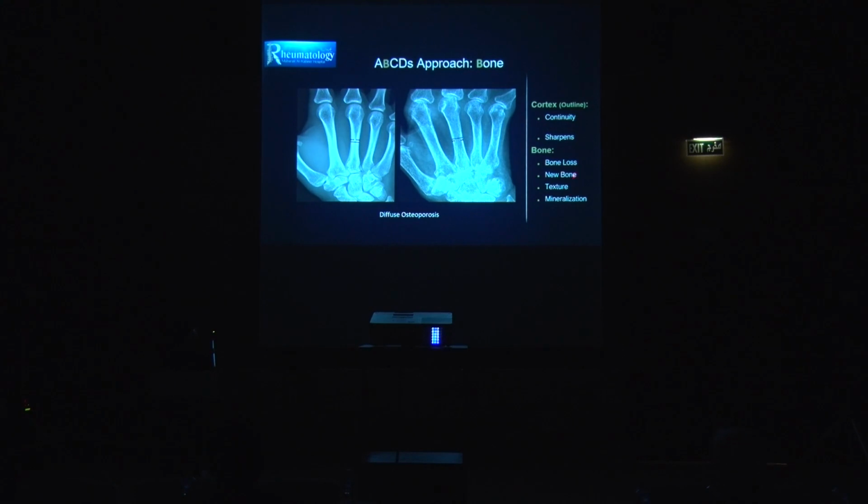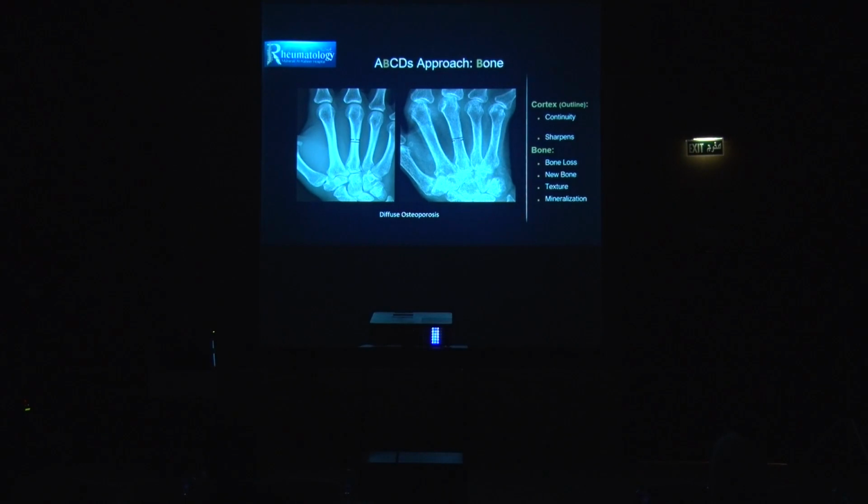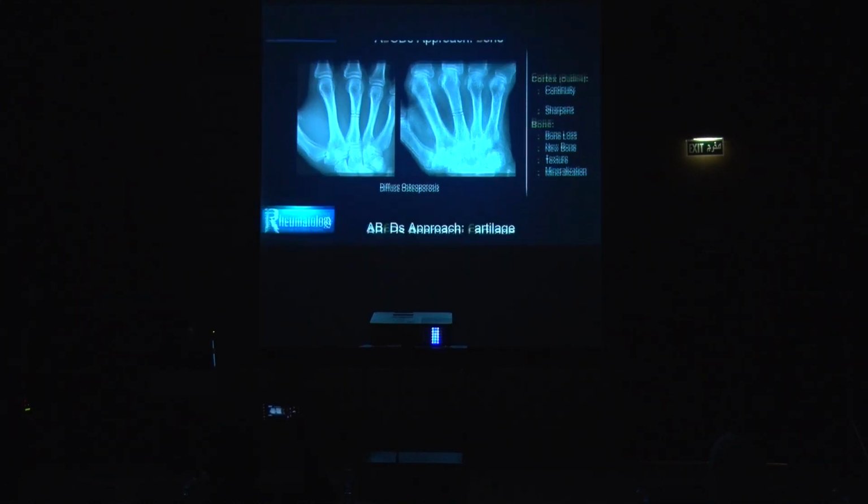Right. So when you look at the bone, first of all, look at the outline of the bone, see if it's continuous and sharp. Next, you look at the bone itself, see if there is any bone loss, if there is any extra bone or new bone formation. Look at the texture of the bone and look at the mineralization of the bone. And again, you don't have to know how to diagnose any diseases. You just need to know how to pick up if there is something abnormal, and then you can discuss it with your radiologist.